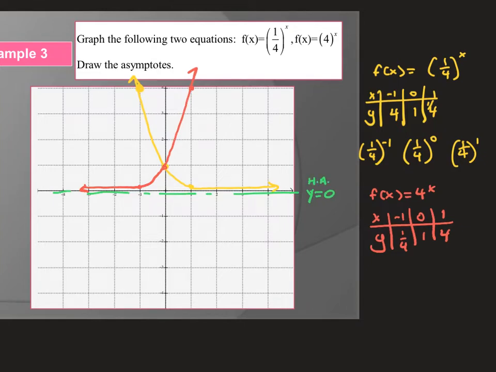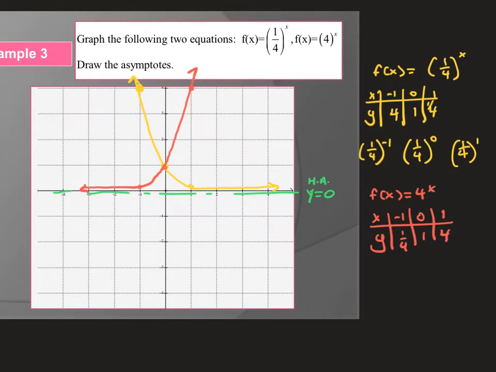All right, so the yellow is the first one. 1/4 raised to the -1 is 4. 1/4 raised to the 0 is 1. And 1/4 raised to the first is 1/4. And then the red is the second one. 4 to the -1 is 1/4. 4 to the 0 is 1. And 4 to the first is 4.